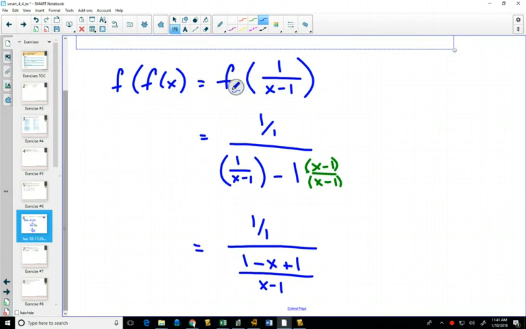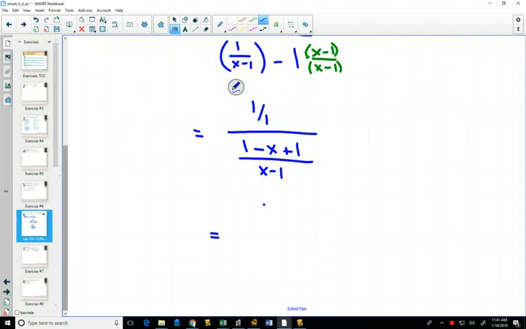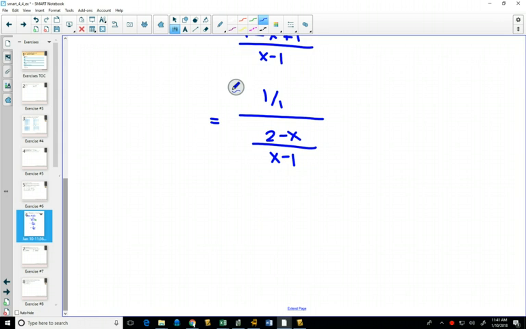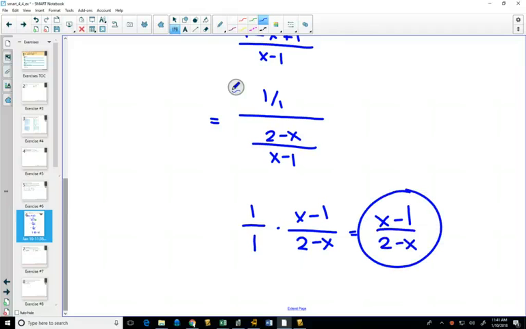Simplifying that becomes 2 minus x over x minus 1. Now that we've got a fraction divided by a fraction, how do you write that as a single fraction? Multiply it by the reciprocal. So you're going to get 1 over 1 times by x minus 1 over 2 minus x. So there we have our simplified version.